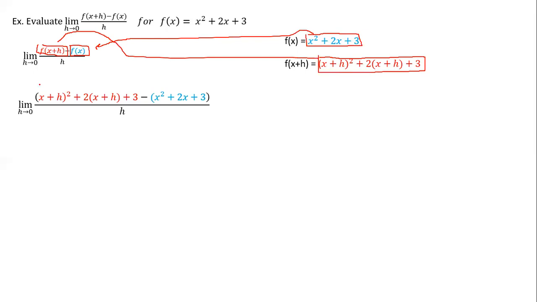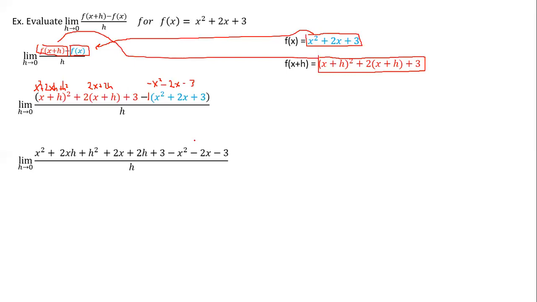So x plus h squared, we should expand that. We get x squared, 2xh plus h squared. We could multiply the 2 in, we'd get 2x plus 2h. And then I'm going to multiply this negative in. Think of it as a negative 1 multiplied by everything. So we're going to have a negative x squared minus 2x minus 3. So that's where all those terms come from.